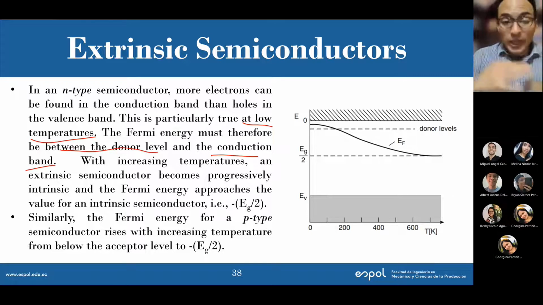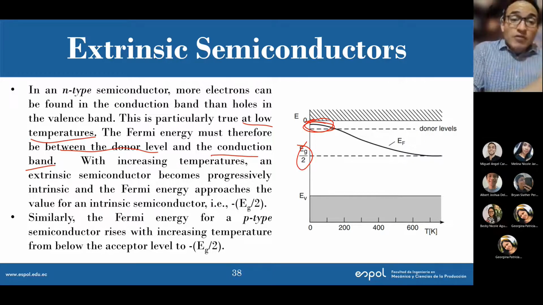So my Fermi energy value at low temperature especially will be somewhere there, between the donor level and the conduction band. As I increase the temperature, remember, everything just becomes like an intrinsic effect. Therefore, as I increase the temperature, my Fermi energy value will start decreasing until it eventually reaches the value that we'll have in an intrinsic semiconductor, so halfway through the band gap energy.